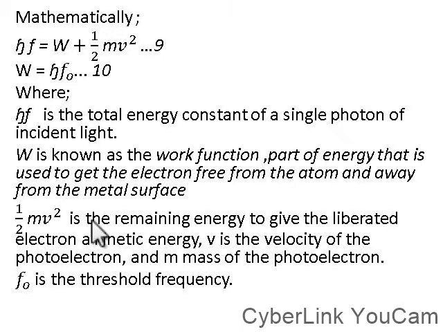Half mv squared is the what? The remaining energy to give the liberated electron a kinetic energy. v is the velocity of the photoelectron, and m is the mass of the photoelectron. f naught is called the threshold frequency.